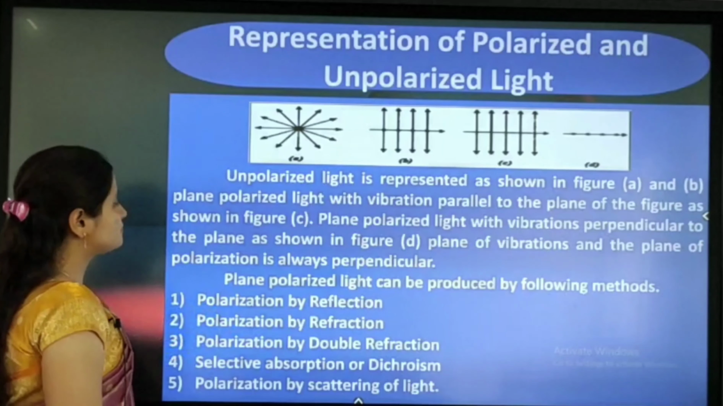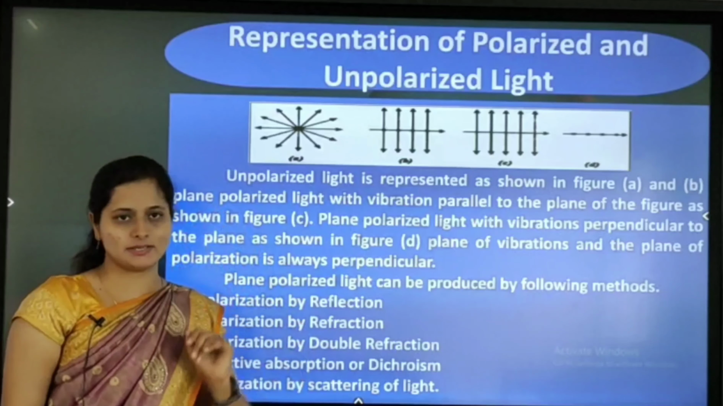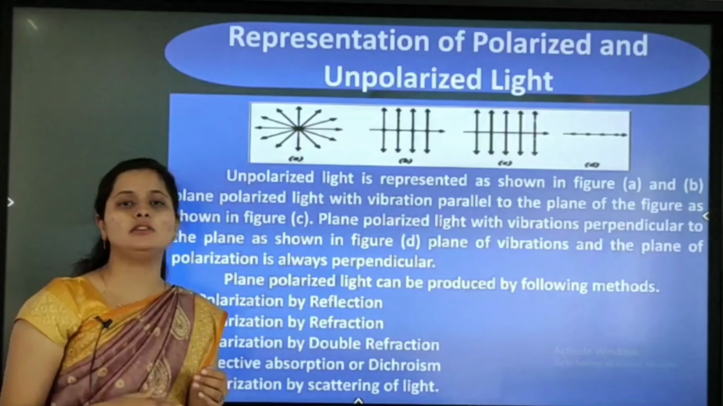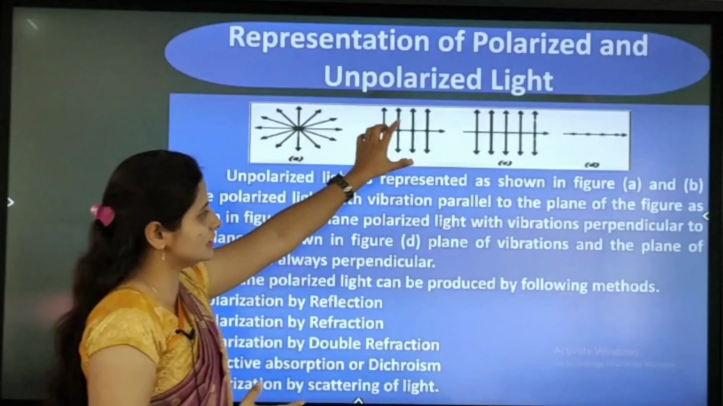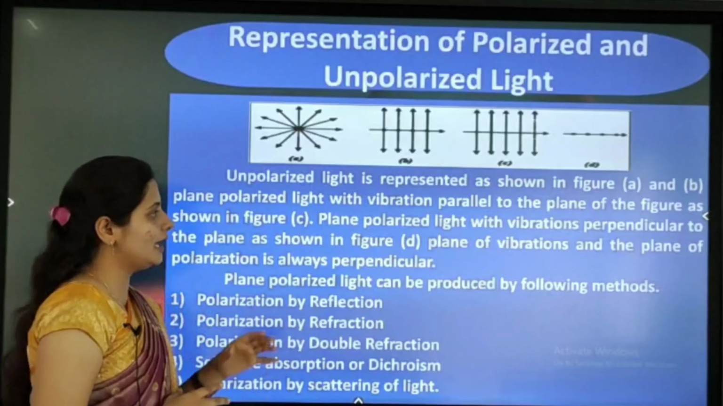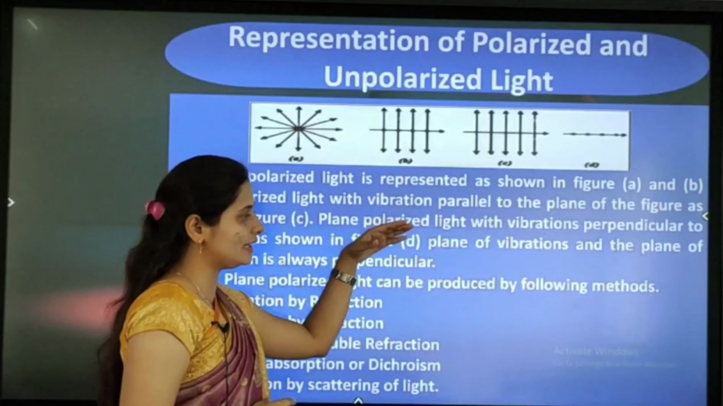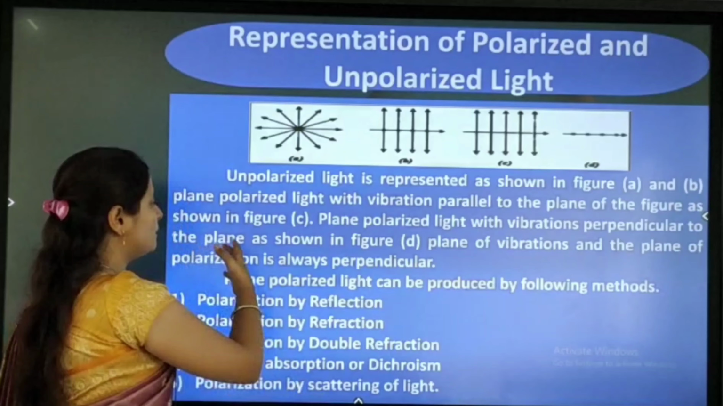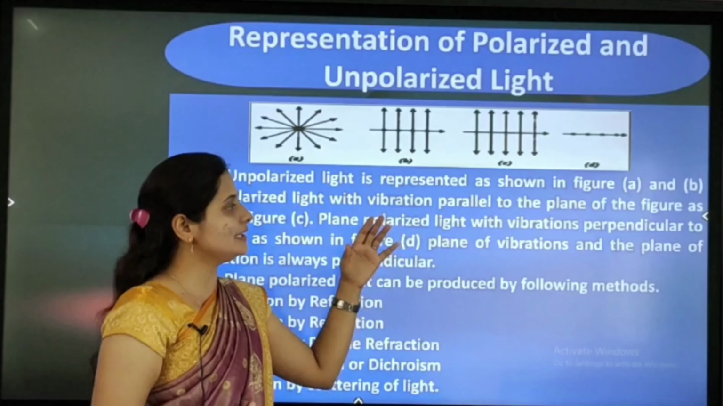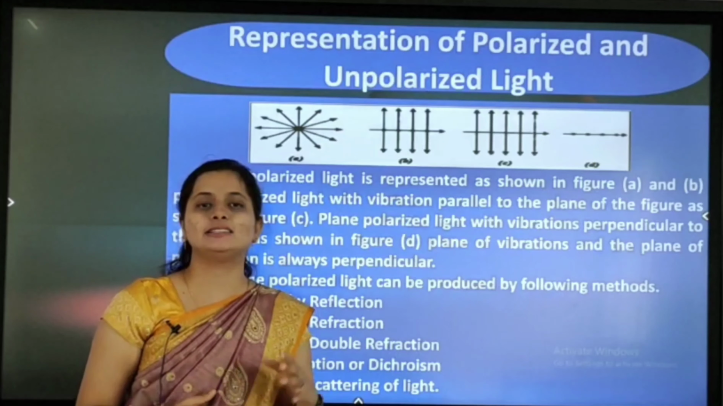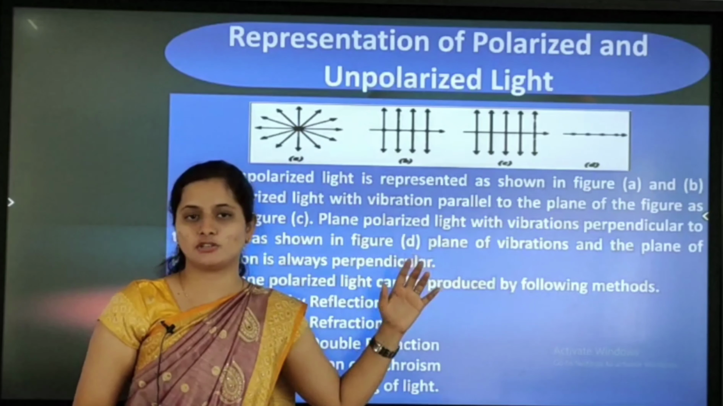Next, plane polarized light with the vibration parallel to the plane of the figure is shown in figure C. The plane polarized light is parallel, as shown in figure C. And last, in figure D, we see plane polarized light with a vibration perpendicular to the plane, as shown in the figure. Here the plane polarized light is perpendicular to the direction of the plane.